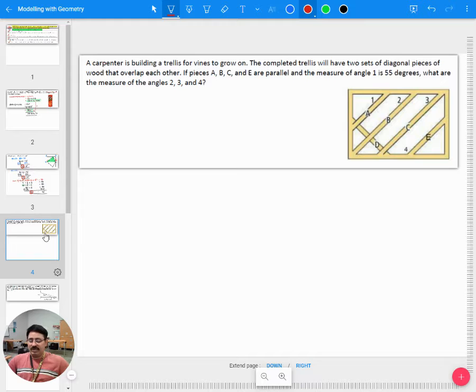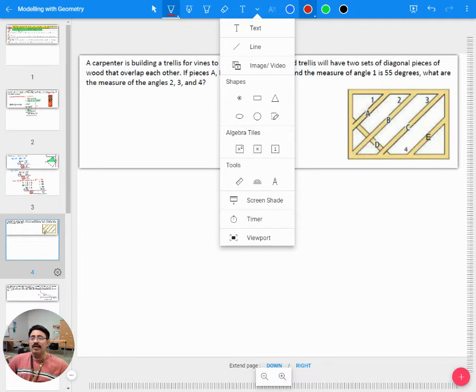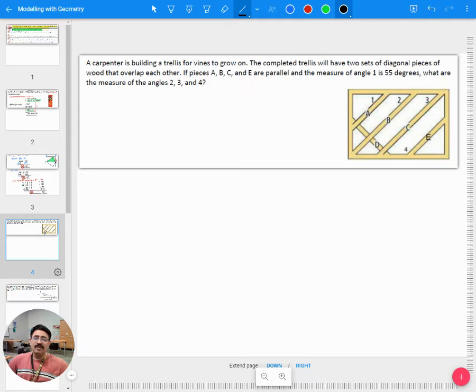Moving to the next question. A carpenter is building a trellis for vines to grow on. The completed trellis will have two sets of diagonal pieces of wood that overlap each other. If pieces A, B, C, and E are parallel, therefore we are looking for parallel lines. Let me take that these all are parallel lines.